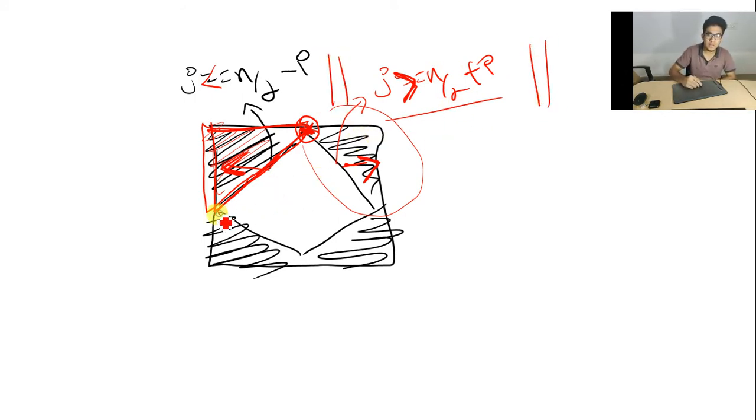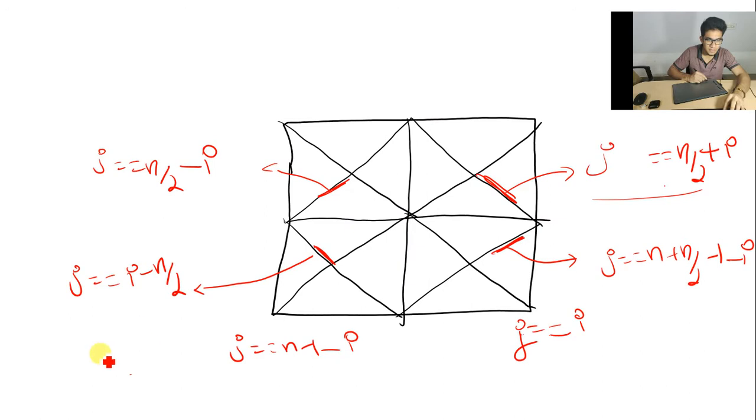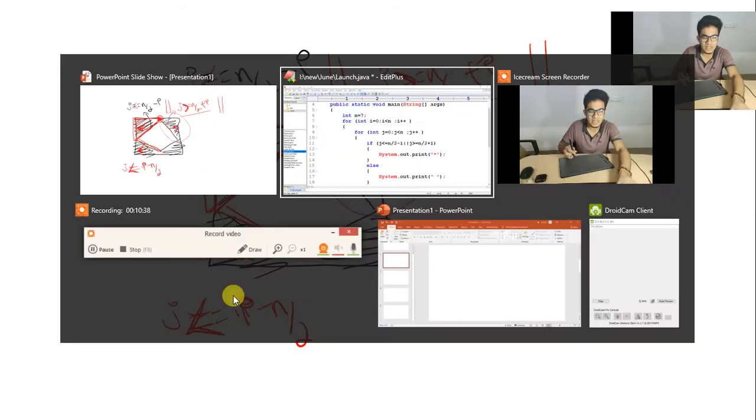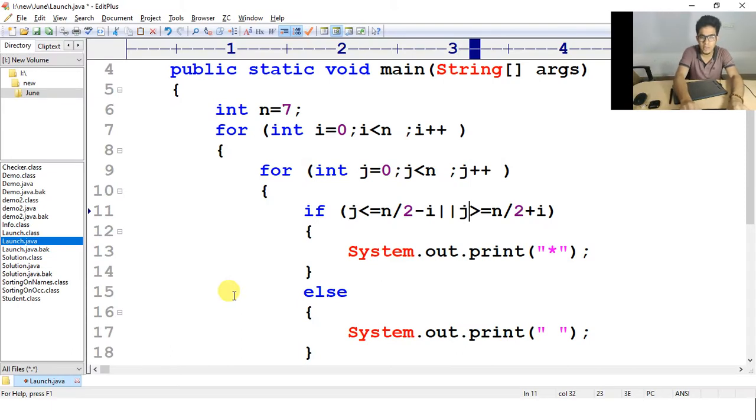I have to go for this line here. What is this line equation? Yes. What we'll do is we'll check here. The line equation is j equal to I minus n by 2. So I'll write j is equal to I minus n by 2. From that line, you want to print the left side. Copy this symbol and paste it here. So j is less than or equal to I minus n by 2. One more OR operator. So let's see.